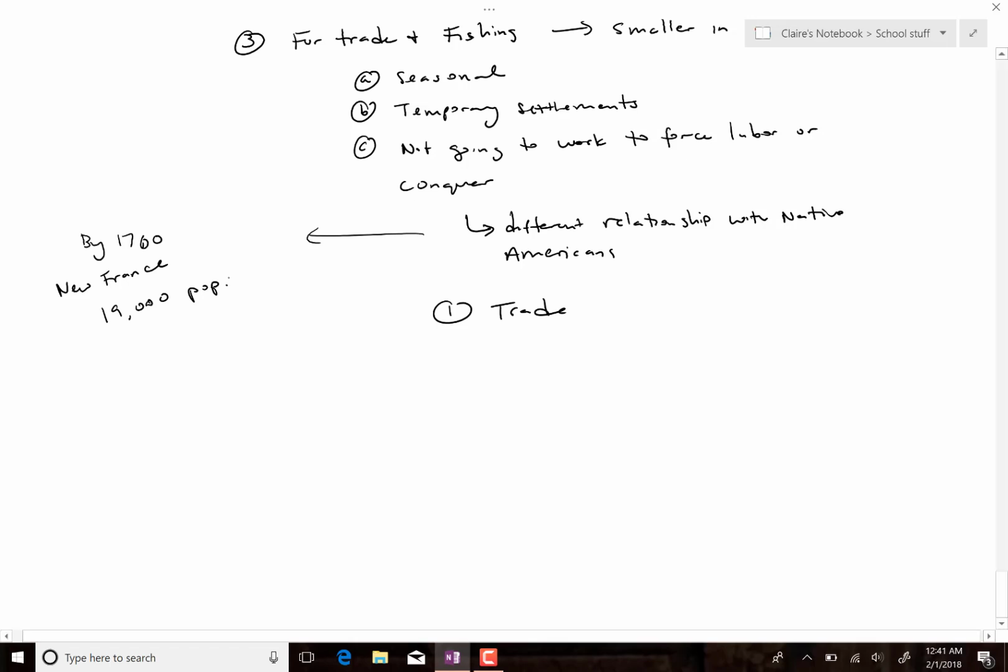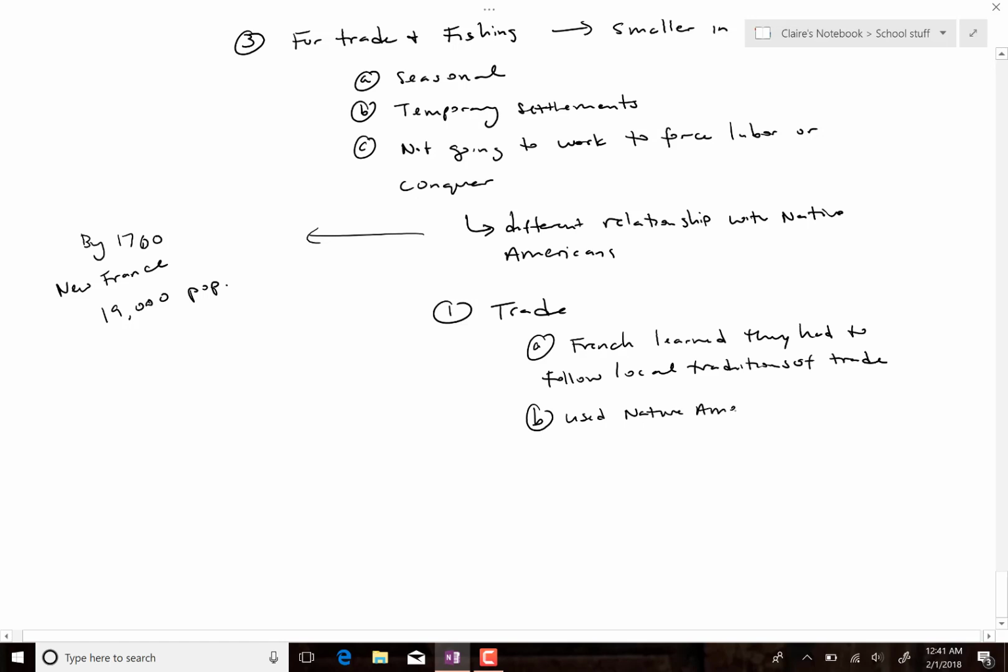So because you had a much smaller white population and they worked on trade, the French learned very quickly that to be successful, they had to follow local traditions of trade. And because they used the Native Americans to hunt for furs. They did some trapping too, but largely used Native Americans.